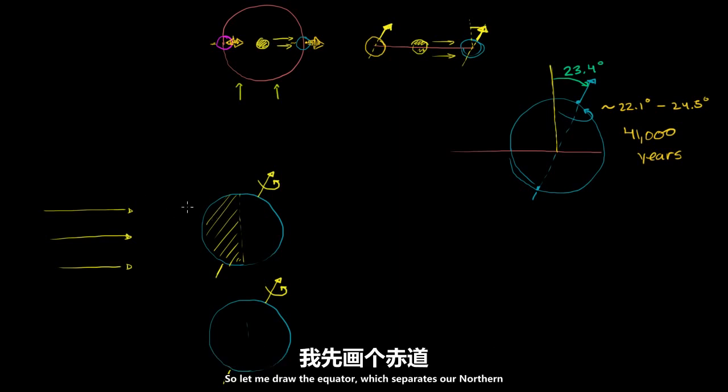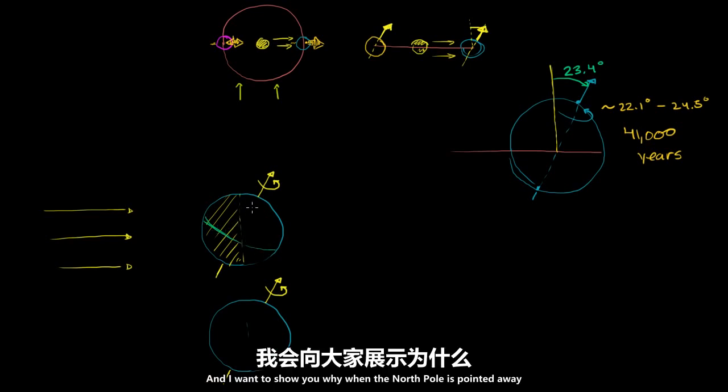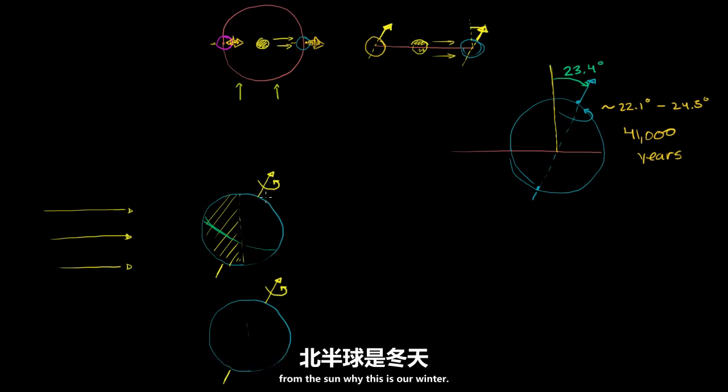So let me draw the equator, which separates our northern and southern hemispheres. So this is the equator. And then let me go into the northern hemisphere. And I want to show you why, when the North Pole is pointed away from the sun, this is our winter. So when we're pointed away from the sun, if we go to the Arctic Circle, let me go right over here.